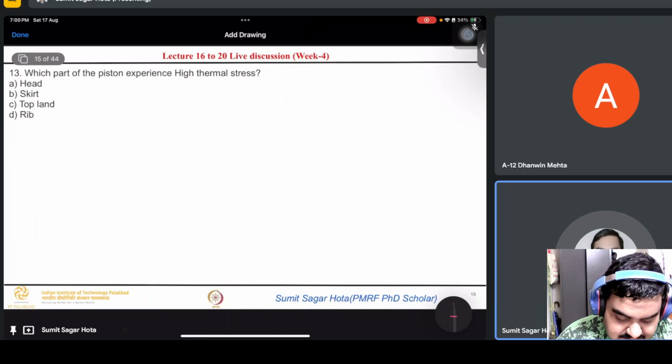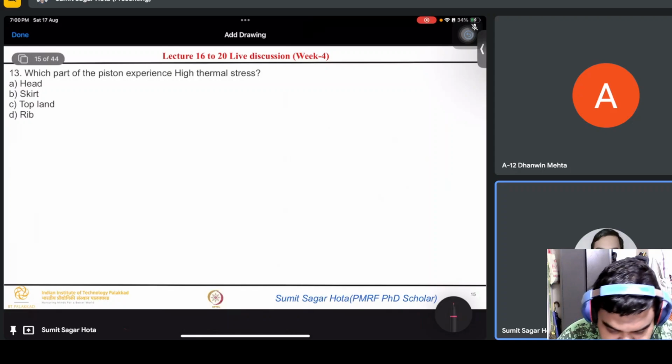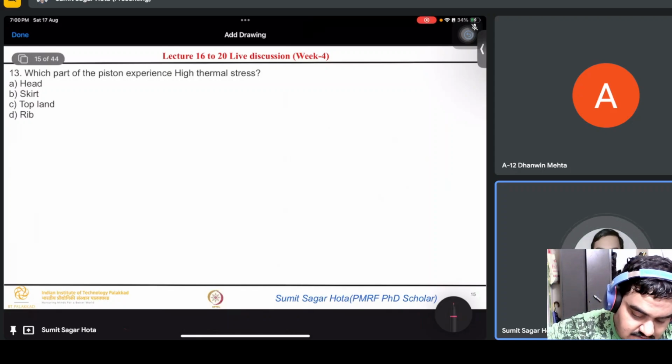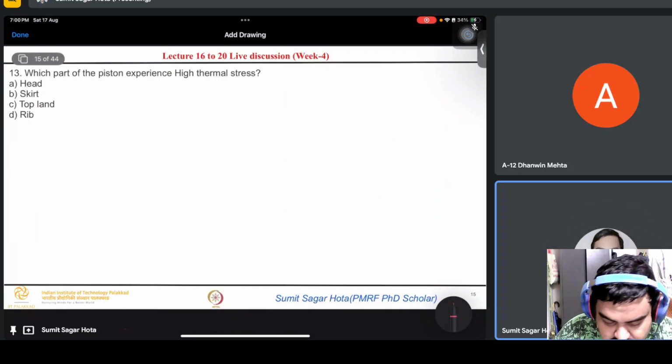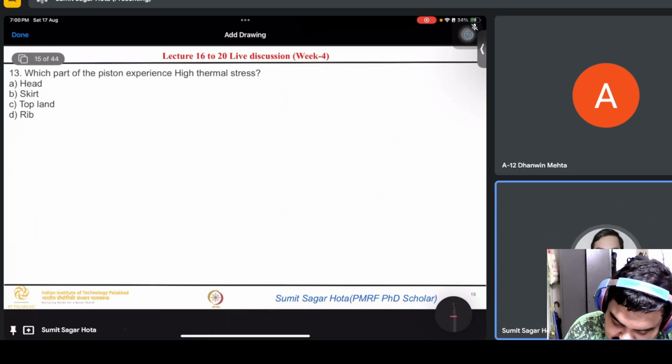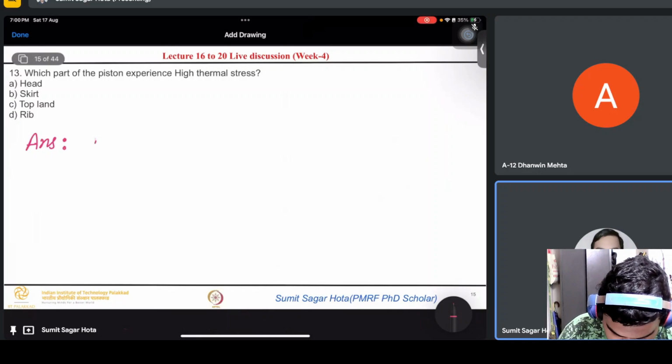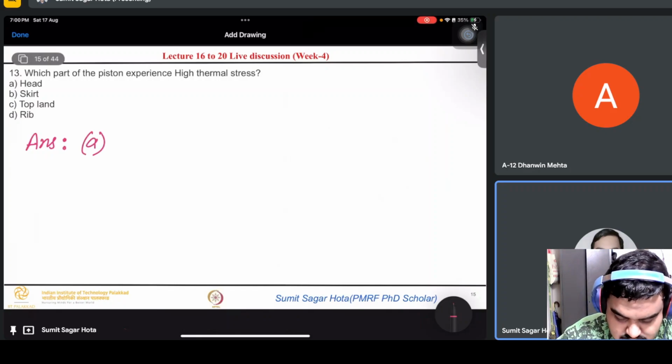Which part of the piston experiences high thermal stress? Basically the head will experience the high thermal stress, because the intake and exhaust gases directly come in and go out. We can also call the head the piston crown.